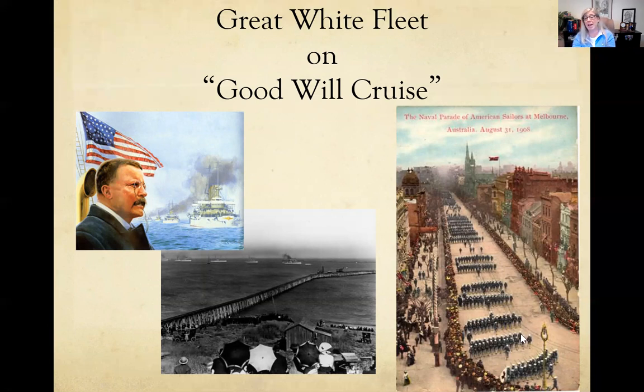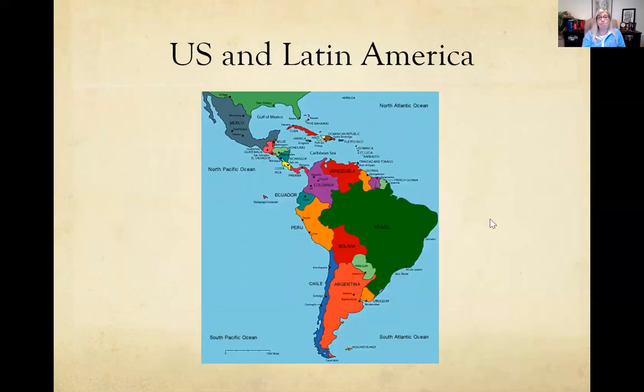So we can see that the American soldiers are parading through the streets of Australia here in 1908 as part of that Goodwill Cruise. So again, the Great White Fleet, make sure that you are familiar with that, because this is an example of the demonstration of the expansion of militarism on the side of the United States.